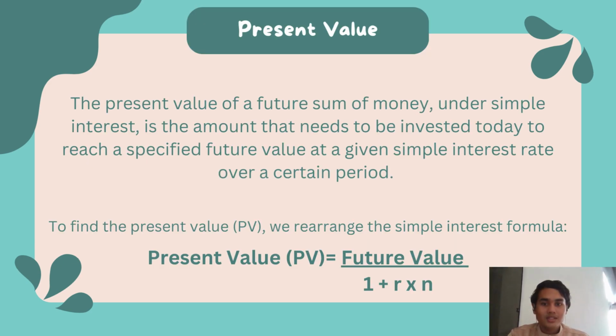So, the next slide is present value. The present value of a future sum of money under simple interest is the amount that needs to be invested today to reach a specified future value at a given simple interest rate over a certain period. To find the present value, we rearrange the simple interest formula, which is present value equals future value divided by 1 plus rate times period.